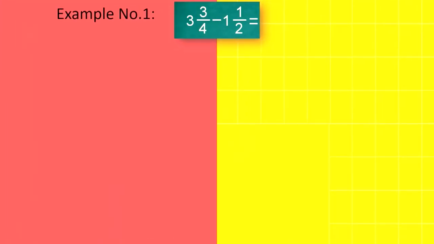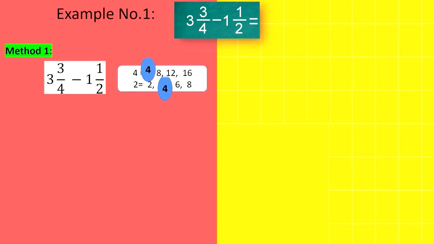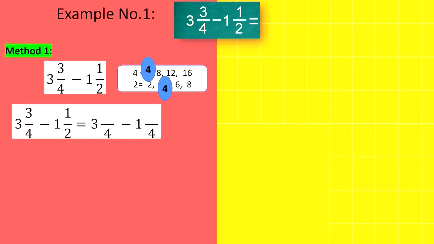Consider our problem on the screen, 3 3/4 minus 1 1/2. In method number 1, we shall be subtracting the whole number and the fraction separately. Considering the fraction, the first term 3/4 and the second term 1/2, the denominators' LCD will have to be 4. So, solving the problem, we just subtract the whole numbers separately. 3 minus 1, the whole number would be 2. And then, subtract separately the fractions, 3/4 minus 1/2.